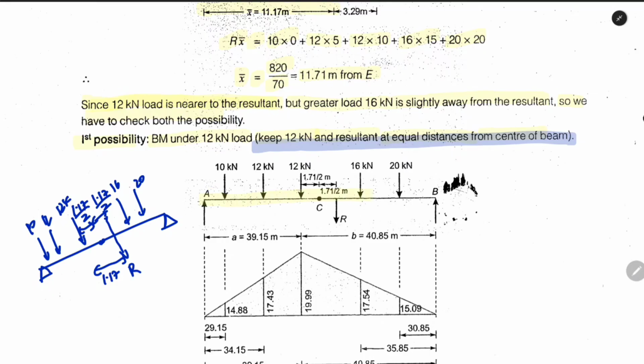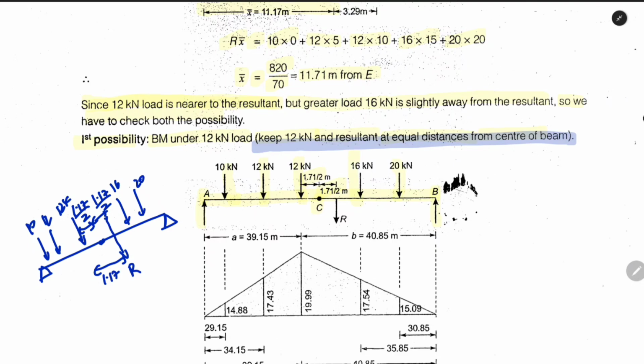So this is the simply supported beam AB having supports at A and B, and C is the center of the simply supported beam. Now our first possibility is that we will get the maximum bending moment under the 12 kilonewton load. So for that we keep the 12 kilonewton load and the resultant at equal distance from the center of the beam, 1.71 by 2 on each side. We place our loading in such a way.